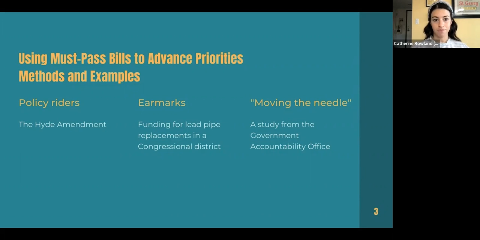Now, to use a must-pass bill successfully, you have to know the key moments and players in that bill's development. Because, as I mentioned, Congress has to pass appropriations bills every year, I'd like to zoom in on their development and hopefully leave everybody with a better understanding of the critical organizing moments. We'll do this now with a brief video, which again is going to be shared with you after this session.